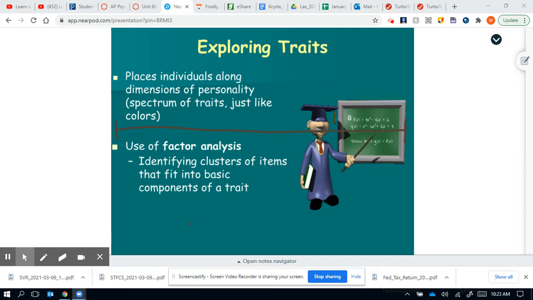Okay? And if we say that this is a full dimension, and let's say that this dimension is extroversion, we all kind of fall in a different area there. And where we fall on it is indicated by our different traits.